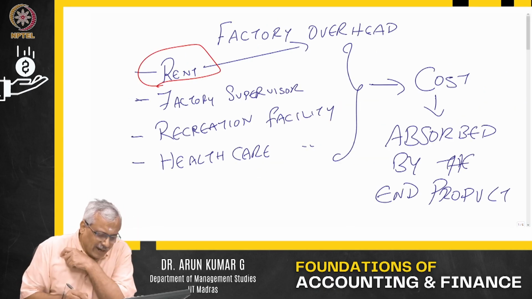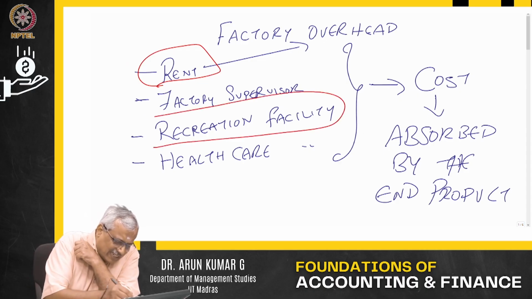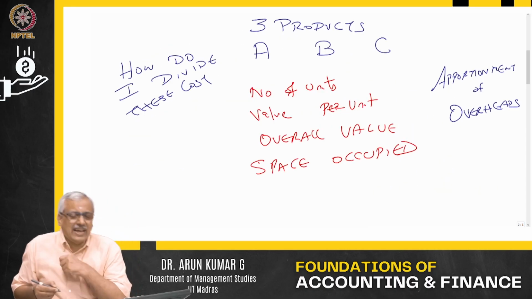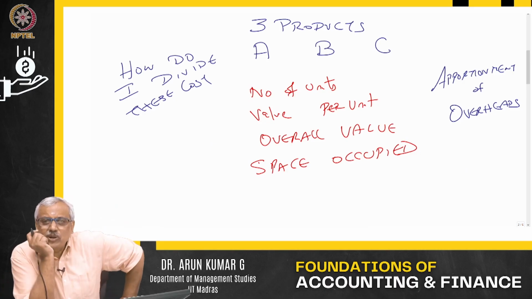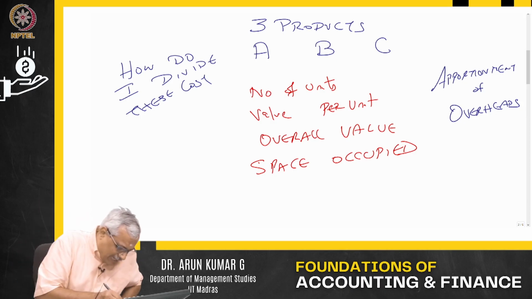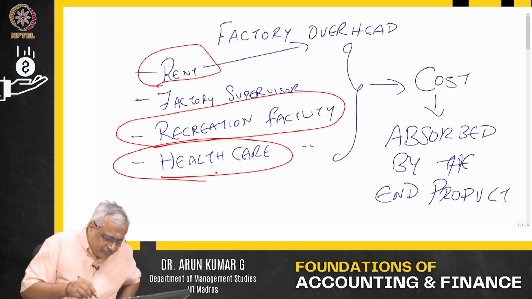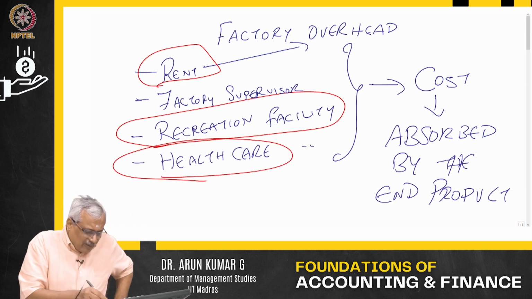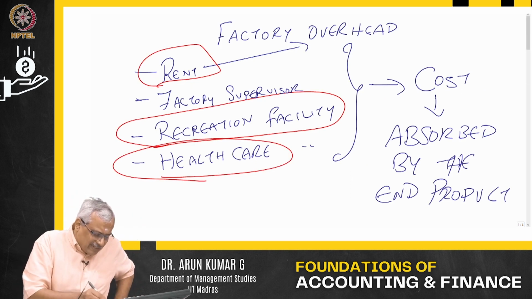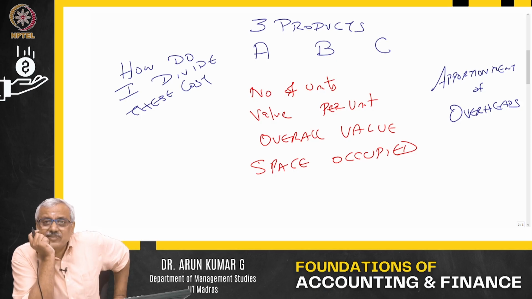Now, if I go back and say recreational facility, now there is a bigger challenge. Rent is easy, I could do it. Recreational facility, what do I do? I can't measure it, it's the number of employees. Or for example, healthcare facility. I have to have a basis when I divide or apportion these overheads. So that is always a challenge in dividing these overheads.